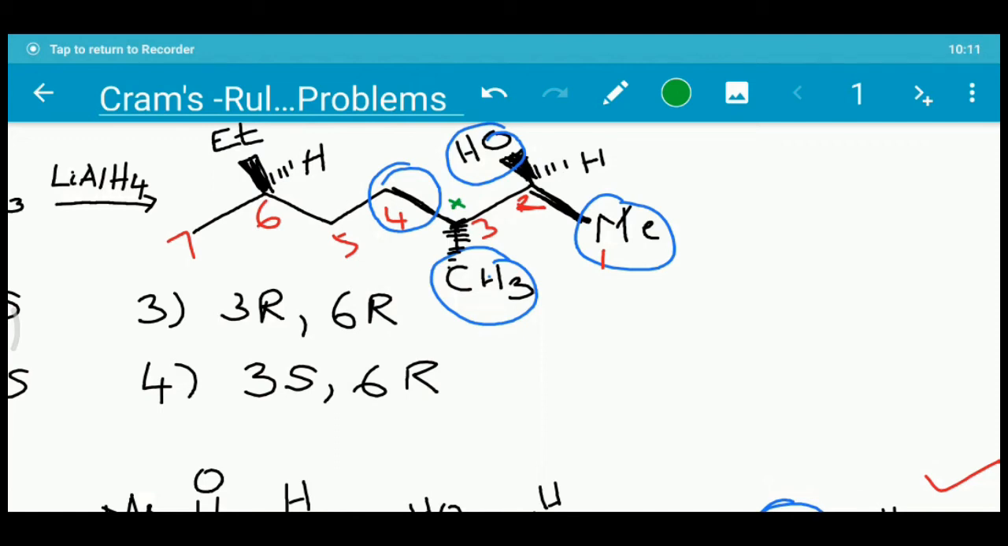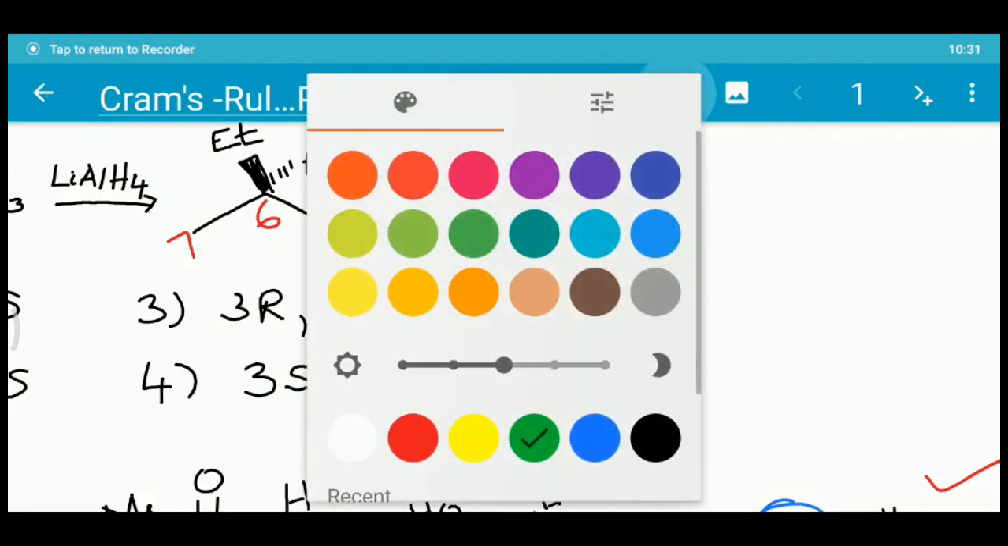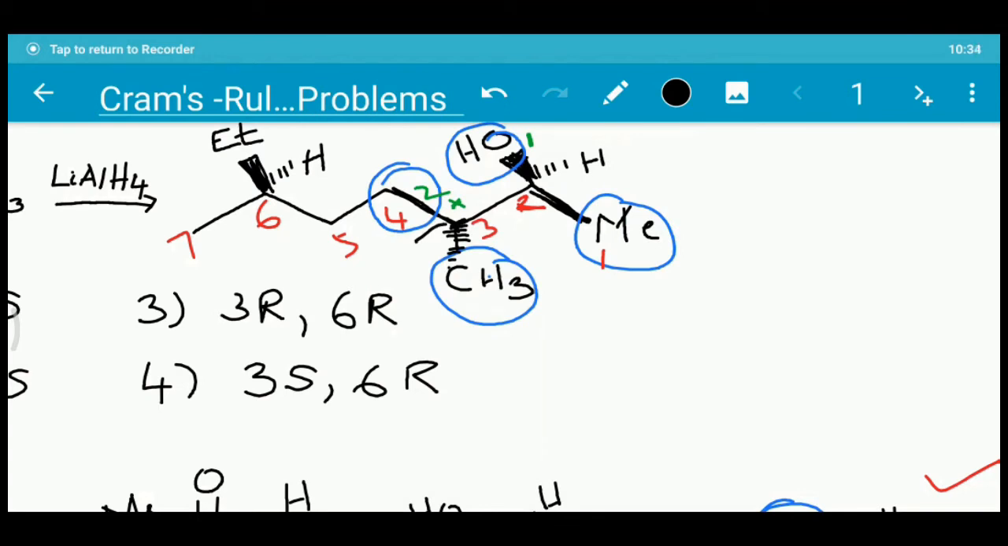So after numbering it, the first thing I want to identify is the stereochemistry of this third carbon. So when I take up the stereochemistry of my third carbon, I will say this is my group number 1 and this will be two, and I also have a hydrogen here in this methyl group. I have to draw that hydrogen in order to determine the stereochemistry of my product over here.